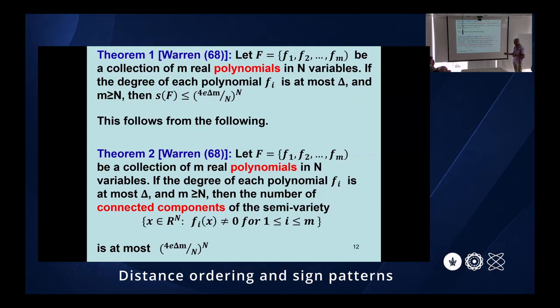And again, as a sanity check, you can see that if n is 1, let's look at this case. With n equals 1, connected components are basically the number of zeros, right? Well, plus 1, maybe. So we say that if we have polynomials altogether, they don't have too many zeros.